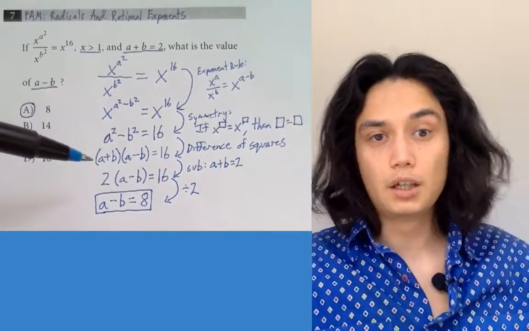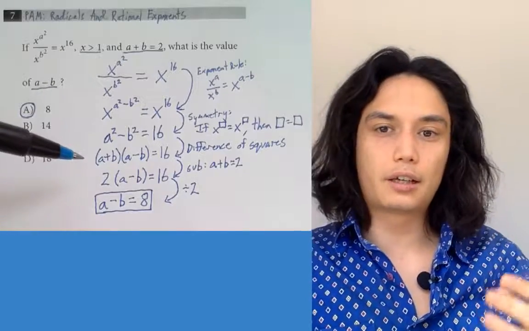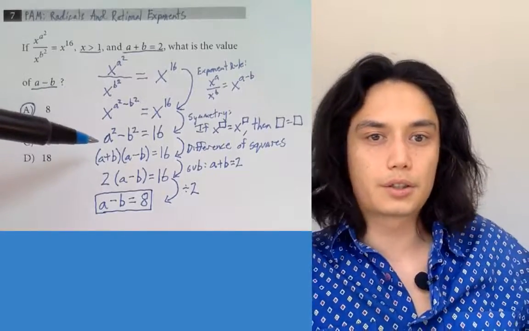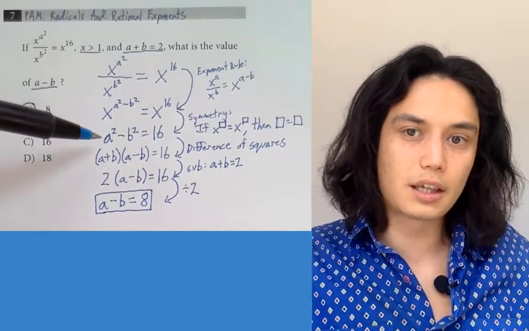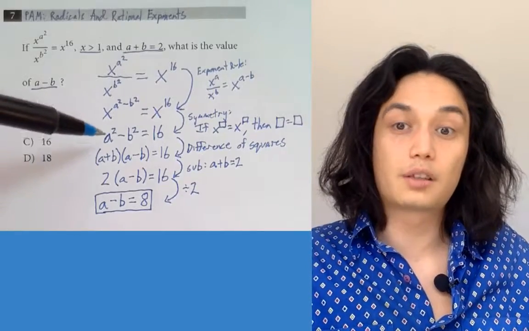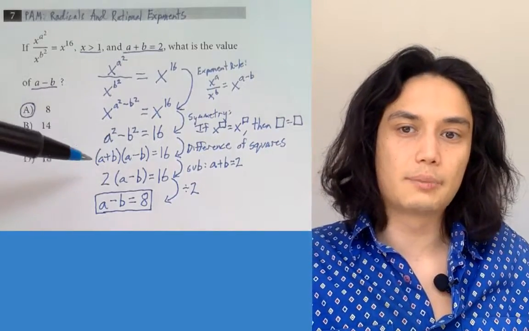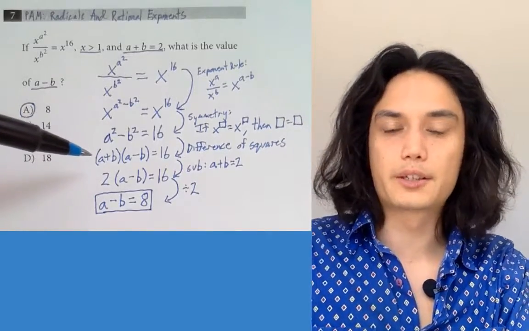If you're still confused by that, watch the video on difference of squares. I'll go through it. It's not that hard. It's just the kind of thing you need to be able to recognize in these types of questions and apply really quickly. And that's really the major trick that's going on here. When you see a squared minus b squared equals 16, you need to realize that this is a difference of squares. This factors out to a plus b times a minus b. And then from there, the question follows pretty simply.